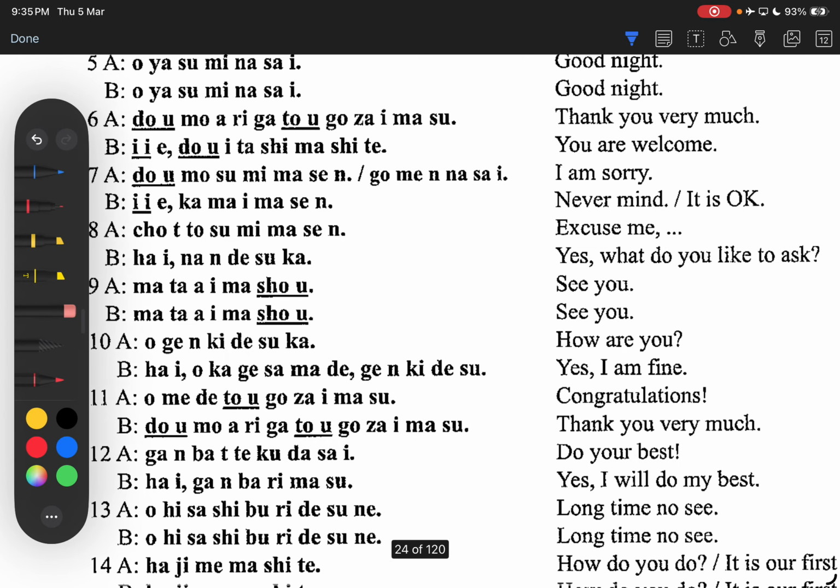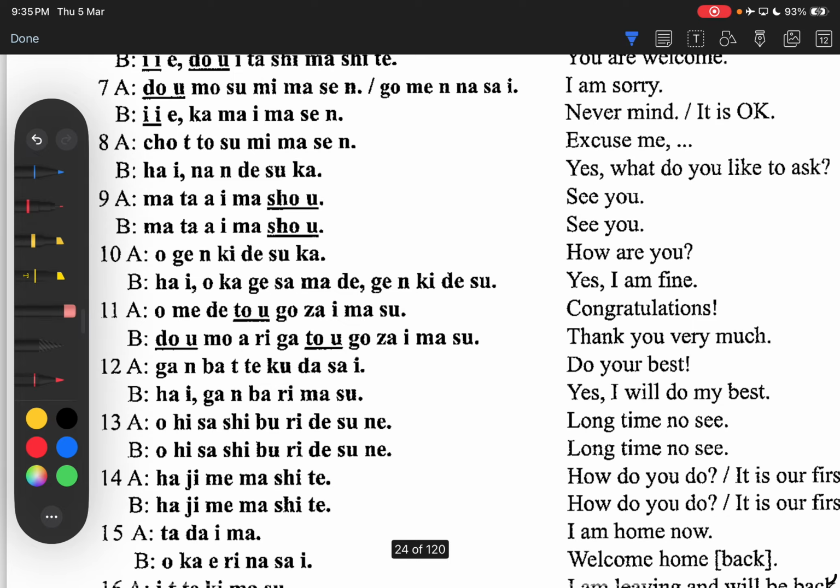Next, we have number 11, omedetou gozaimasu. So, omedetou, as you can see, there's an O in front. So this O must be the polite marker, right? When we congratulate someone, we need to be polite, so this is why the O is there. Omedetou simply means congrats. When you add the gozaimasu, it becomes congratulations. So, omedetou gozaimasu.